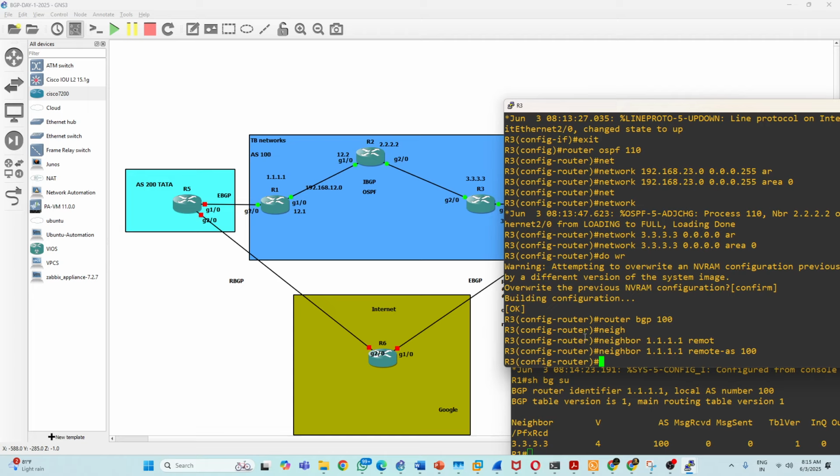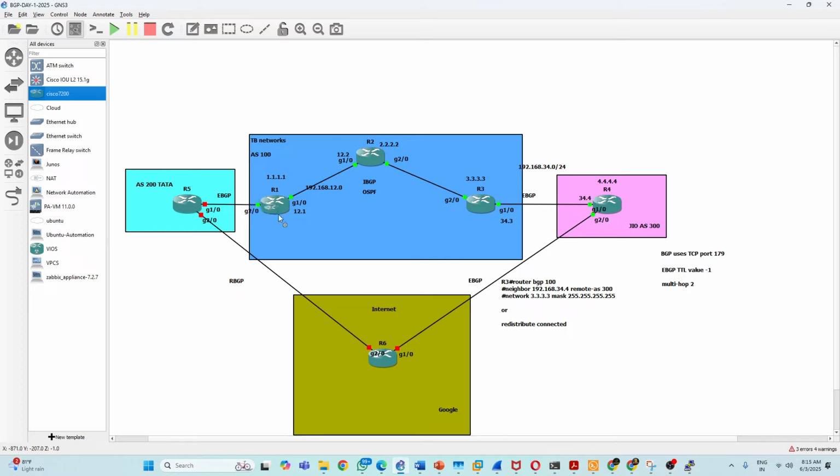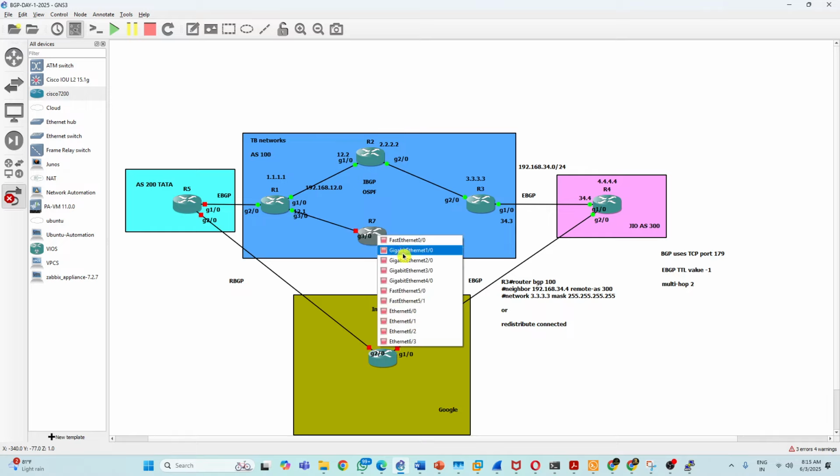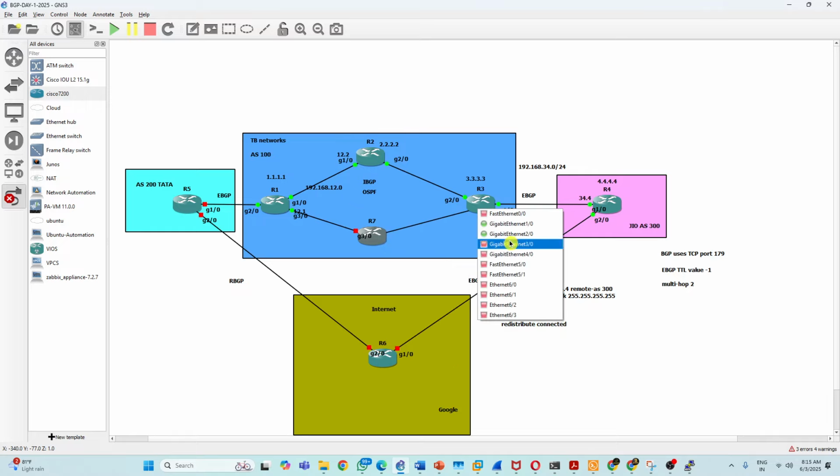So why are we configuring neighborship internally with loopbacks? Because you have multiple paths to reach the next hop. Remember, R1's BGP neighbor is 3.3.3. To reach 3.3.3, we are following the OSPF path. You have two paths. In case this path went down, the traffic will go via the other path.